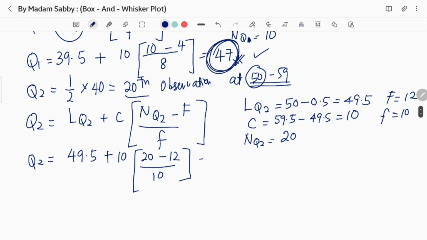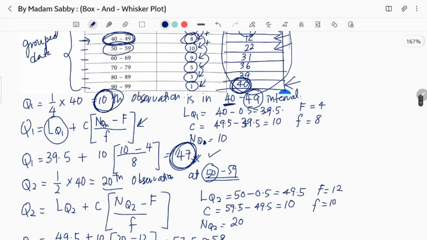So it's equivalent to 57.5. We can simply round it off to the nearest whole number, which is 58. And this 58 still belongs to the same class interval, which is between 50 to 59. So that means you already calculated the correct median.